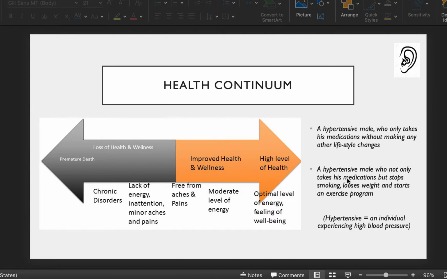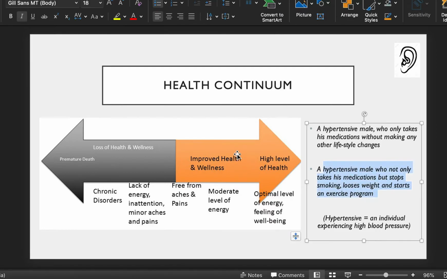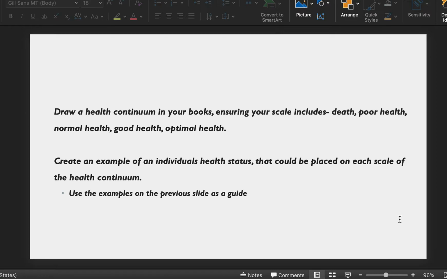And also the medications are going to be more effective because the smoking has stopped, because we know that smoking causes clogging within arteries, which can be putting pressure on the blood. So we might be saying that this person has slightly improved health and wellness, and if they continue down this new model, which is explained here, then they might actually end up close to the high level of health within the health continuum.